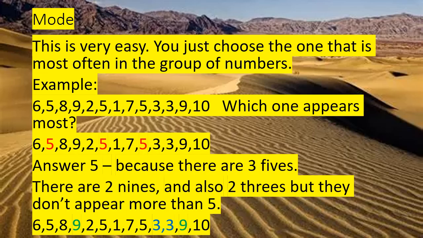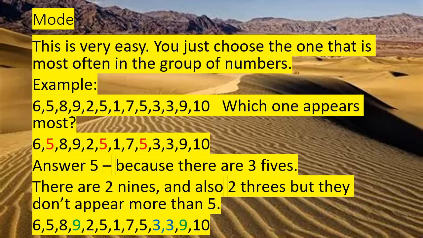And now we're going on to mode. This is very easy. You just choose the one that is most often in the group of numbers. So for example, if the numbers are 6, 5, 8, 9, 2, 5, 1, 7, 5, 3, 3, 9, 10, which one appears most? And you can see, because they're marked in red, the answer is 5, because there are 3 5s.